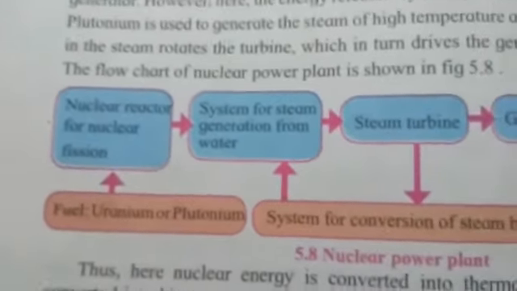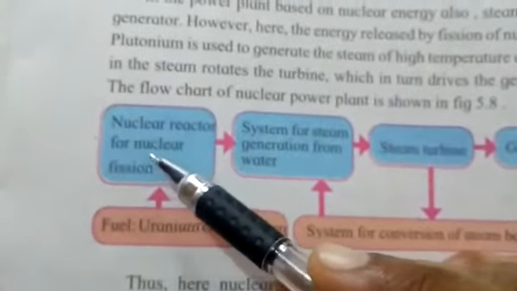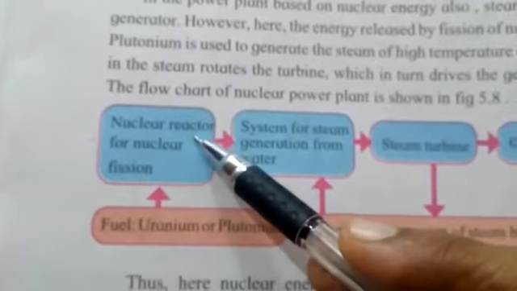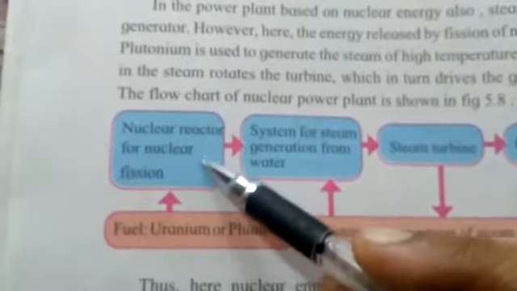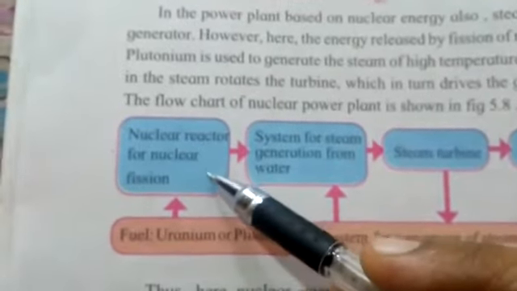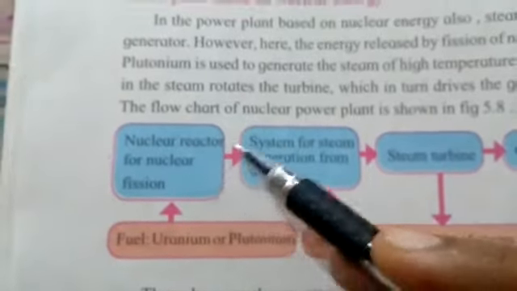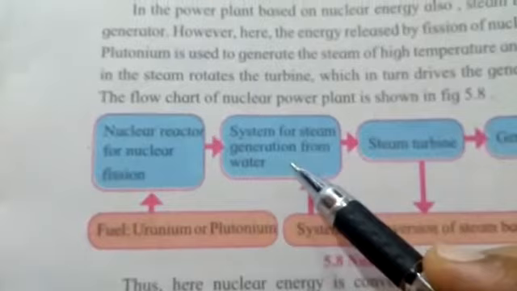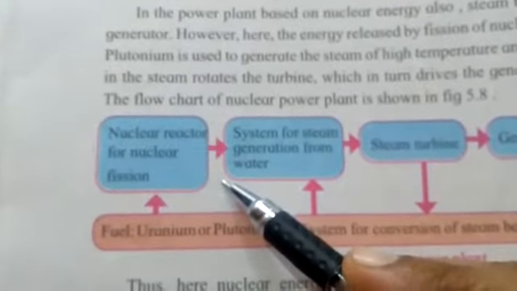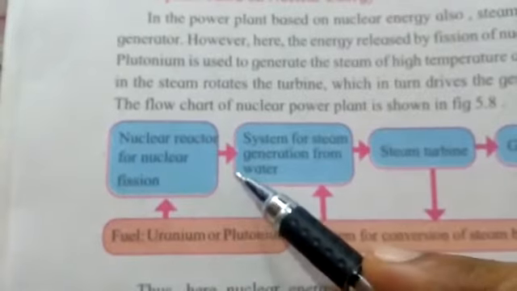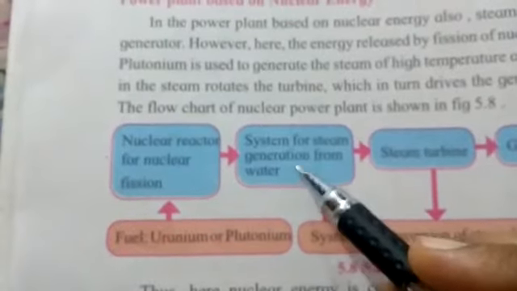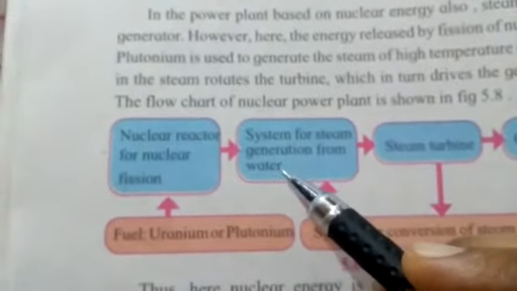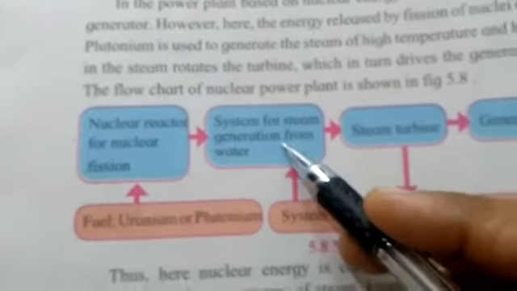You can see this schematic representation over here, like the flow chart, of the nuclear reactor for nuclear fission. Now this nuclear reactor means a vessel in which the radioactive element will be taken, and whose nucleus is going to split and release lots of energy. Then there is a system for steam generation from water. Whatever energy is created by the fission of the nuclei of the radioactive elements, that heat energy will be used to heat the water in the boiler, and then the production of steam will take place.